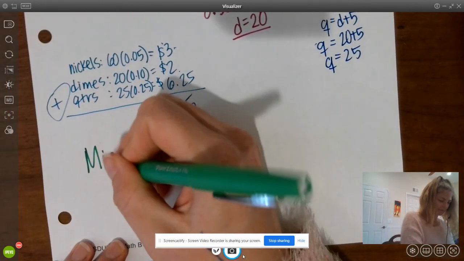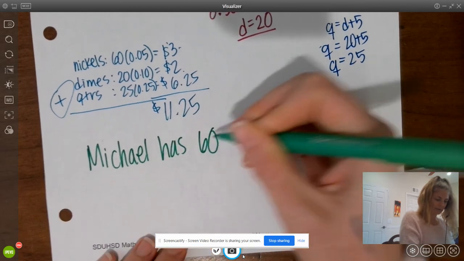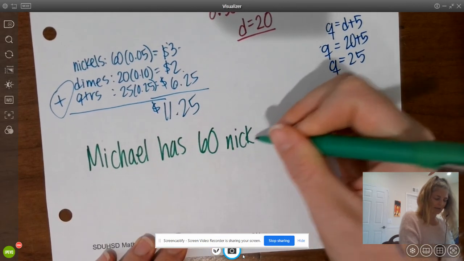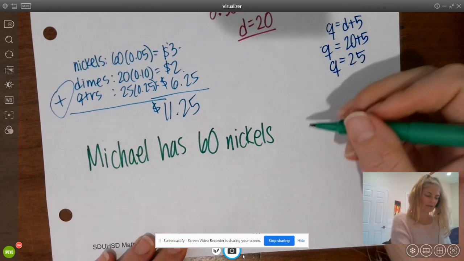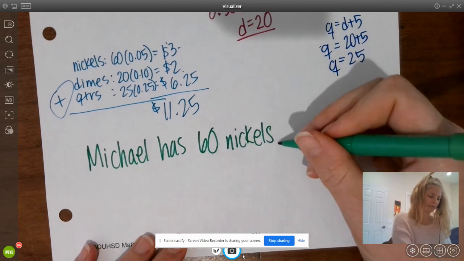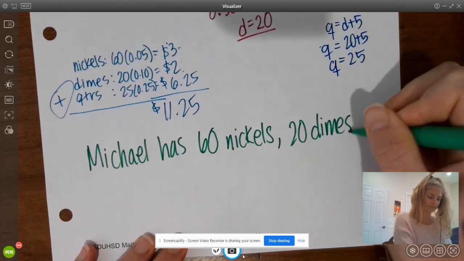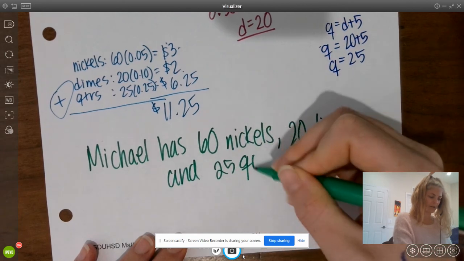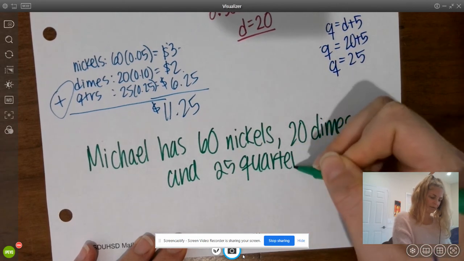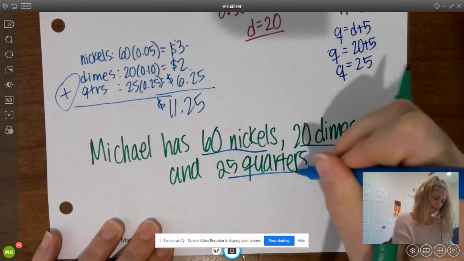Okay, let's write our answer in a beautiful, complete sentence, since we have plenty of room down here. Michael has 60 nickels. I like going from least amount of money to most. So nickels are worth less. So 60 nickels, 20 dimes, and 25 quarters. And you can write in any order you want. And then I like to underline these.